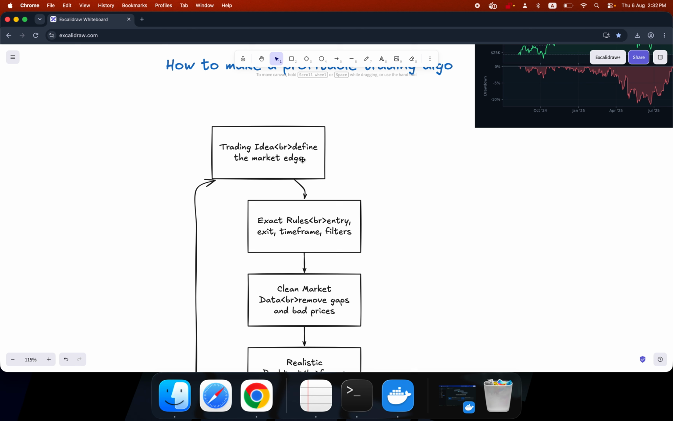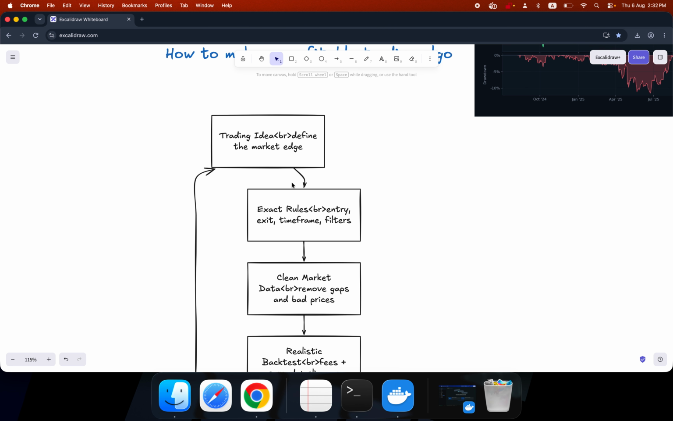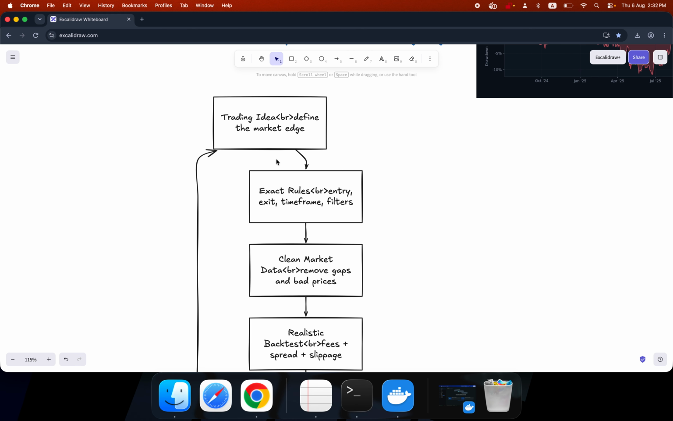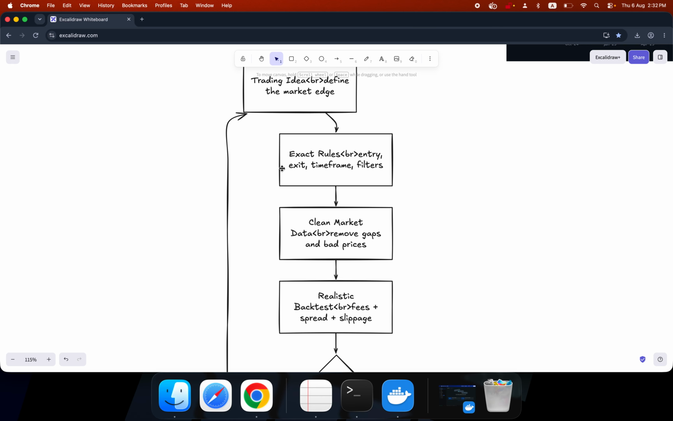The starting thing is actually the trading idea, right? So what's your strategy, what's the idea behind it, and what are the fundamentals of your strategy? This is the most important thing, of course, that everybody should know. So you have to define your market edge. What is it that you think is going to get you profit or get you alpha? Then you have to formulate that idea or market edge into exact rules: entry, exit, time frame filters, and such things.